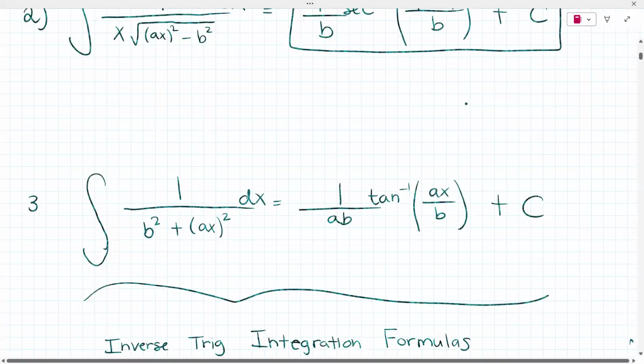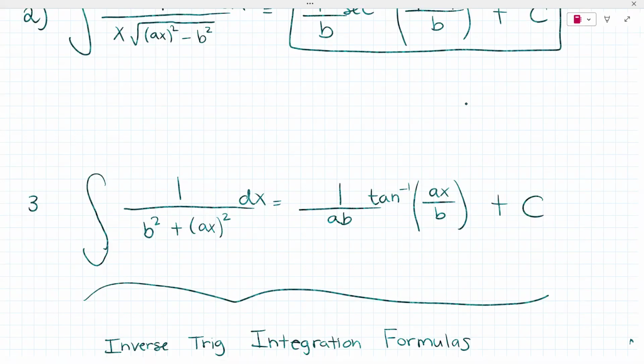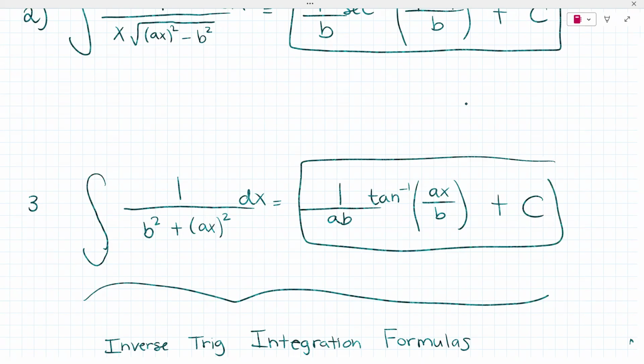If your integration problem looks like this, after you take out the constant, you have a 1 on the top and there's no square root on the bottom, just b squared plus ax squared, dx, you know your final answer will be in this form: 1 over a times b, times tan inverse of ax over b, plus c. So those are the three inverse trig integrations.